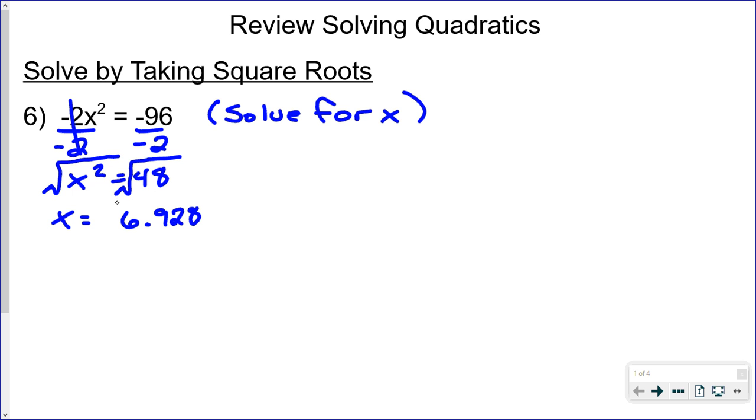But don't forget, with square root, there's a positive answer and a negative answer. So those are the two solutions. So one of the solutions to this quadratic is positive 6.928, and the other solution is negative 6.928. All right, so don't forget that. And also, just a quick review, what you're finding are the x-intercepts of the graph of this quadratic. That's what the solutions are to a quadratic.